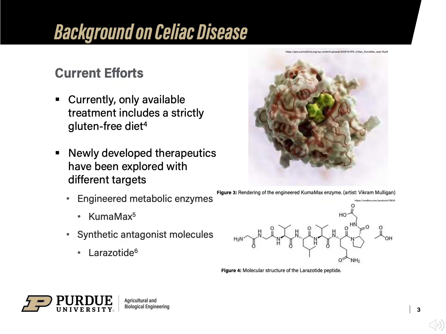Currently, for those individuals suffering from celiac disease, the only available treatment is adherence to a strictly gluten-free diet. But newly developed therapeutics are being explored with different targets to allow people with celiac to eat foods that they want to and live a more well-rounded life. Particularly is Coumax, which is an engineered metabolic enzyme that has been developed at the University of Washington, and it's pictured in the top right of this slide. Additionally are different synthetic antagonist molecules such as lorazepam, pictured on the bottom right.